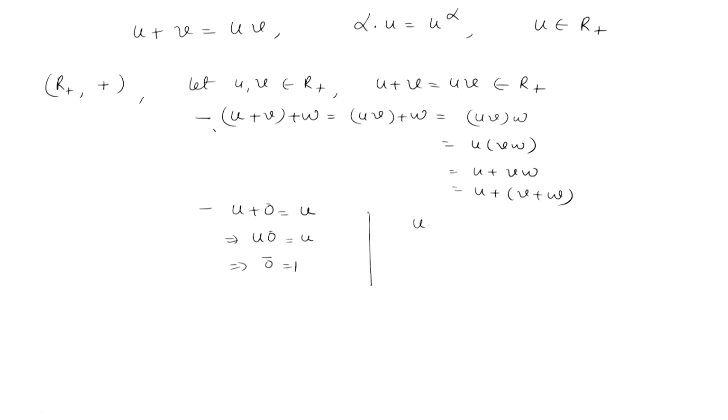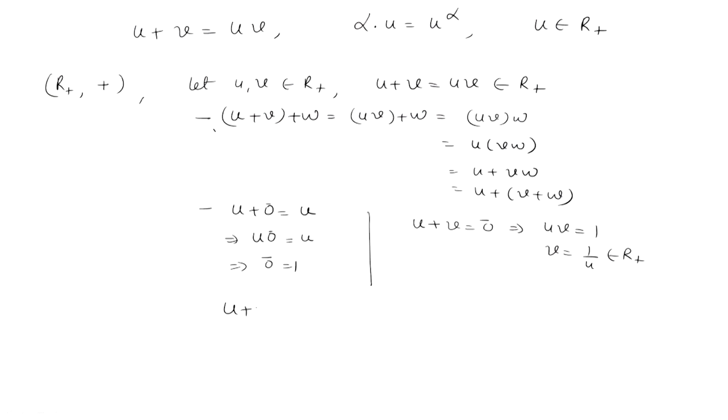So, clearly the inverse of any element, if you take u plus v, should be the additive identity. So, this implies u v equals 1, and this implies v equals 1 by u, which also belongs to R plus. So, the inverse of any element is 1 by u, and the additive identity is 1 with respect to addition. It satisfies all the properties, and of course, commutative also holds. If you take u plus v, it is u v, which equals v u, which equals v plus u for every u, v in R plus. So, all the properties with respect to addition are satisfied. So, with respect to plus, it is an abelian group.